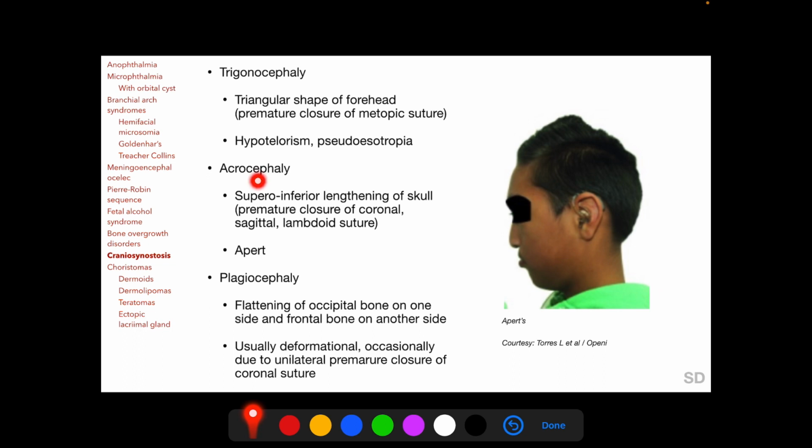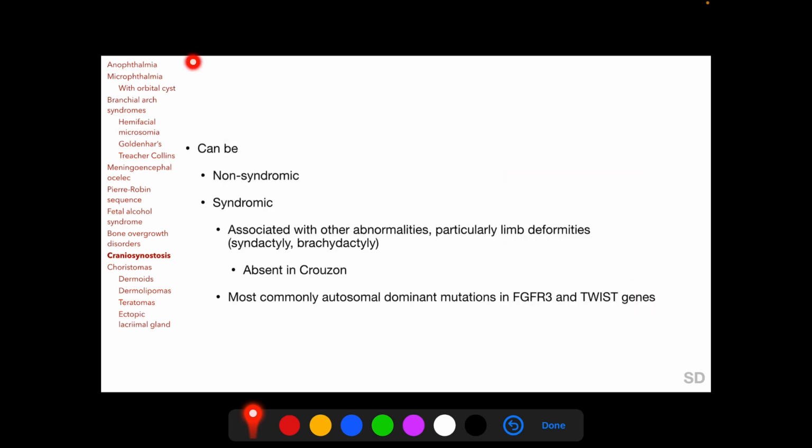In acrocephaly, which is found in Apert syndrome as shown in this picture, there is superior-inferior lengthening of the skull because of premature closure of coronal, sagittal and lambdoid sutures. In plagiocephaly, there is flattening of the occipital bone on one side and frontal bone on the other side. And plagiocephaly is usually deformational due to uterine factors, but occasionally is due to unilateral premature closure of coronal suture.